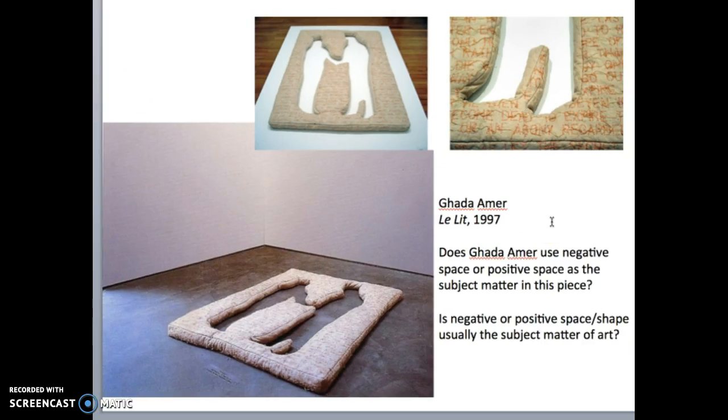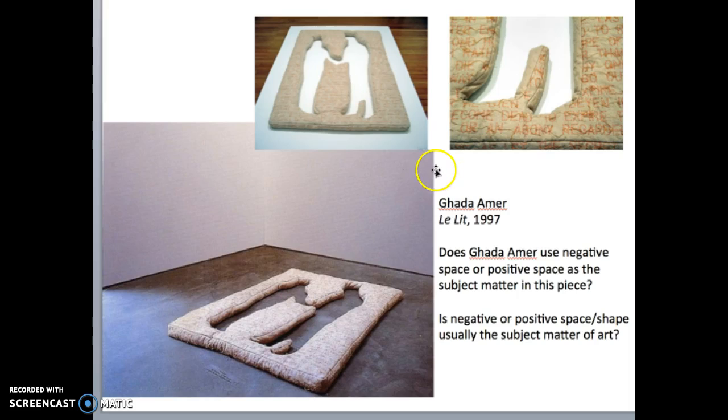In Gada Amer's Le Lit from 1997, Amer uses negative space as the subject matter. So you'll see that this mattress she's created has this one giant hole in the middle. This is negative space, right? The mattress itself is positive. It's actually occupying space, whereas this is kind of air. It's just atmosphere that's here in this cookie cutter version.